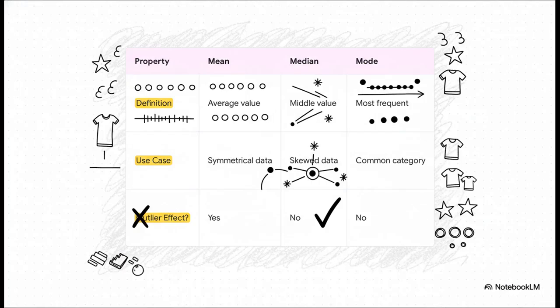Think of this chart as your cheat sheet. You want to use the mean when your data is pretty evenly spread out, no crazy high or low numbers. But the second you have outliers, like that superstar salary or a ridiculously low test score, the median is your best friend because it doesn't get affected by them. And the mode? That's perfect when you just want to know the most popular choice, like the best-selling t-shirt size or the most common vote.